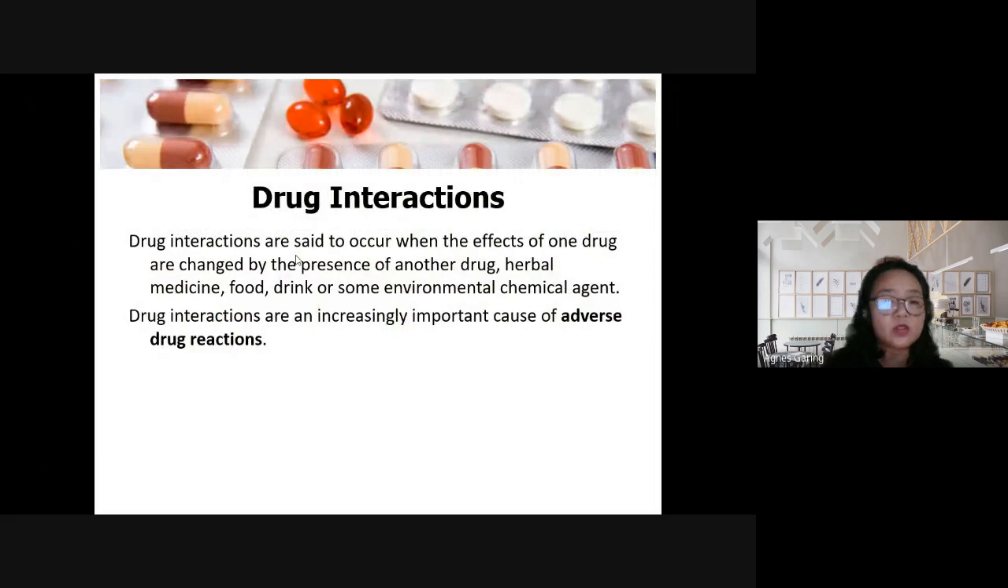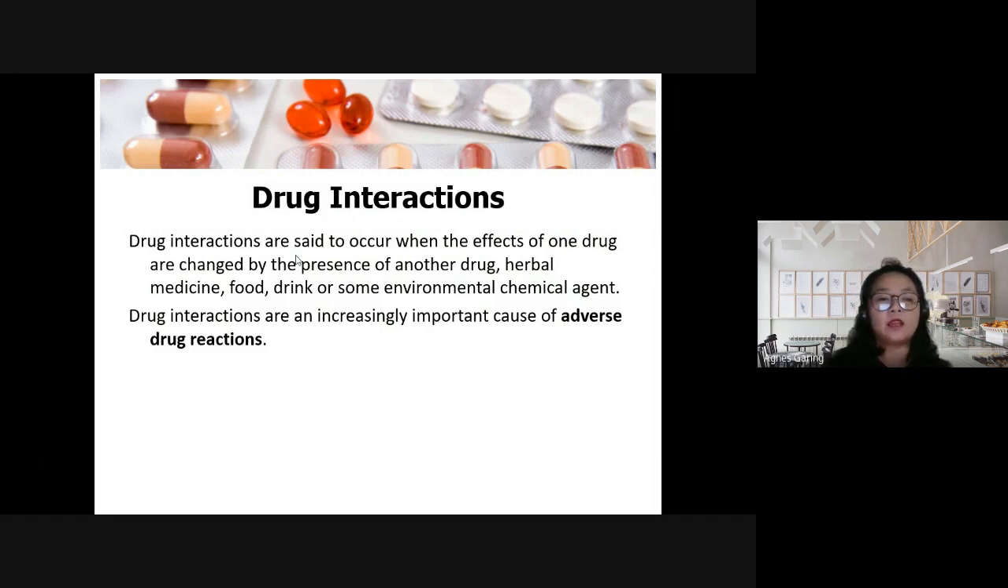So drug interactions are said to occur when the effects of one drug are changed by the presence of another drug, herbal medicine, food, drink, or some environmental chemical agent. When we talk about the presence of another drug, if it's pharmacodynamic, it might have an additive effect, antagonistic effect, or synergistic effect.